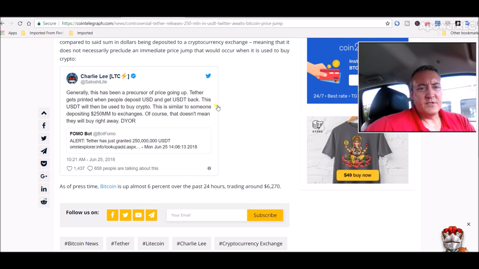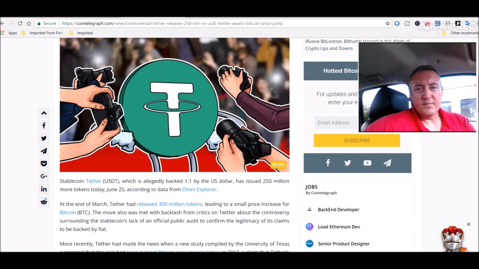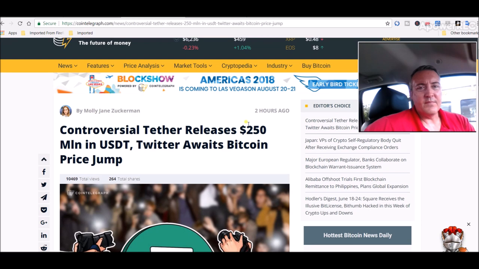Tweet from Charlie Lee: Generally, this has been a precursor of price going up. Tether gets printed when people deposit US dollars to get US dollar Tether back. This US dollar Tether will then be used to buy crypto. This is similar to someone depositing $250 million to exchanges. Of course, that doesn't mean they will buy right away. Do your own research.